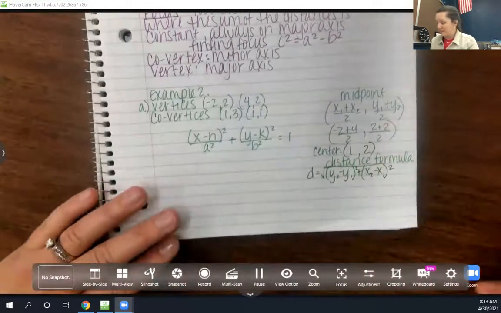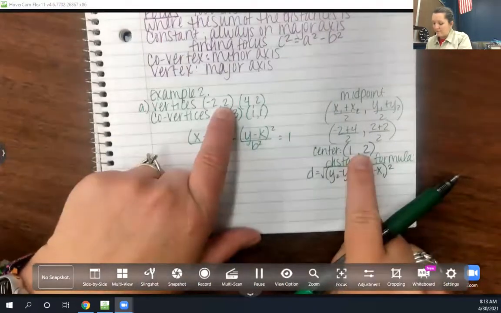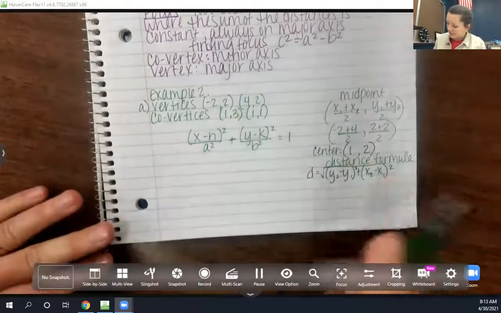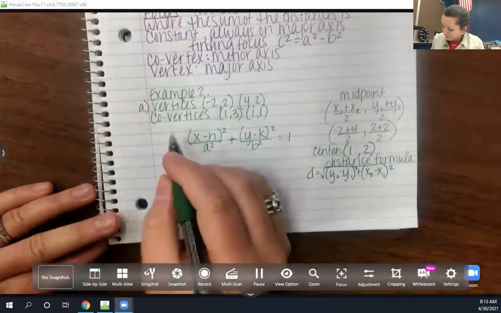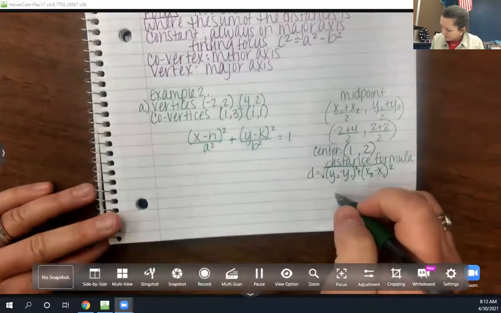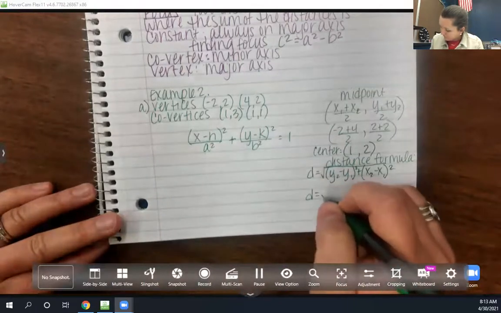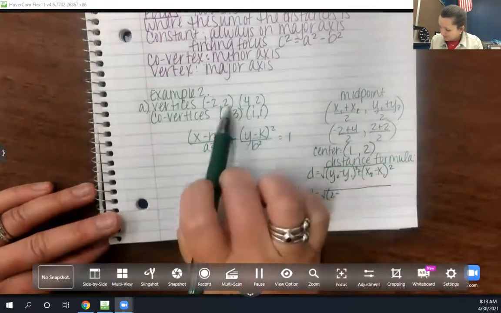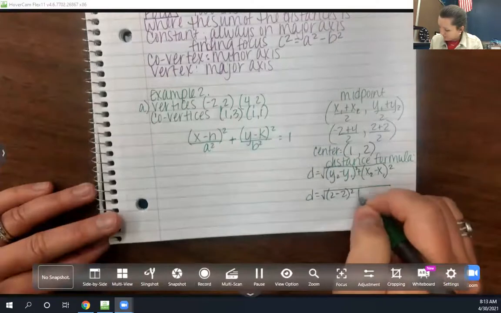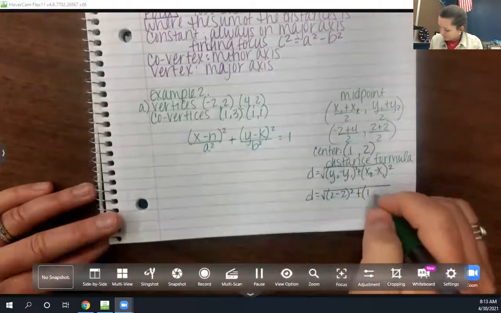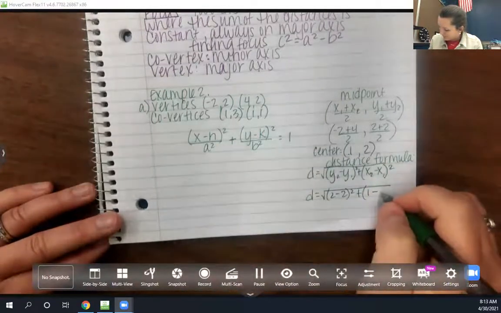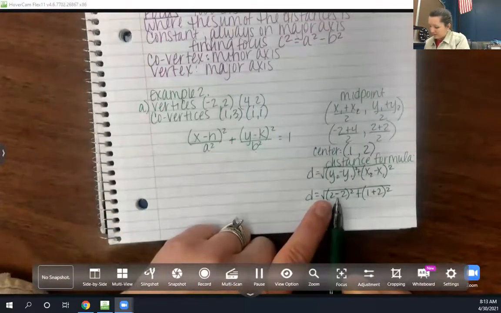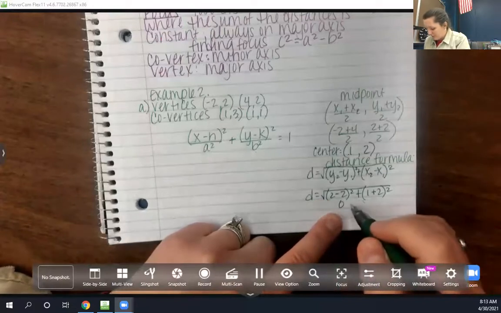So let's take a look at this. I want to know the distance from the center to one of my vertices and the distance from my center to one of the co-vertices. So let's do the vertex first. So we're going to say y2, 2 minus y1, 2 squared plus x2, 1 minus x1, positive 2 squared. All right, so let's see. My distance here is 0 squared, 0.